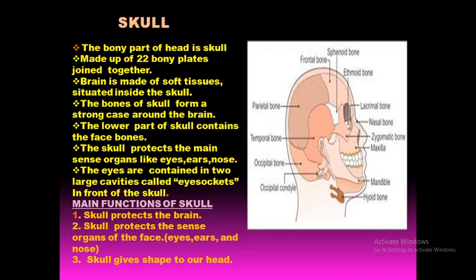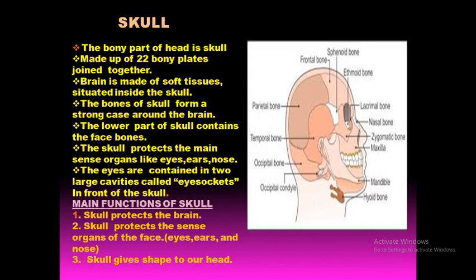Now, what is the skull? The skull is the bony part of our head. That is, if you touch the head, you can see a bony structure, a hard structure. This is known as the skull, and it is actually made up of 22 bony plates joined together. The 22 bony plates which are joined together form the skull.